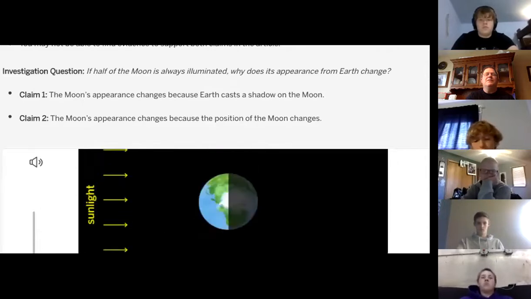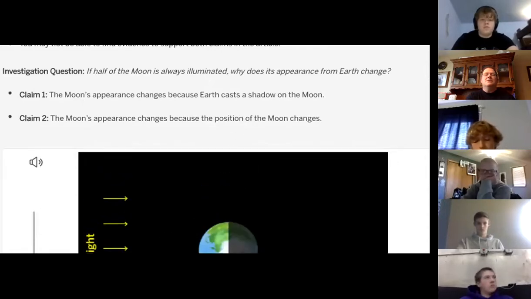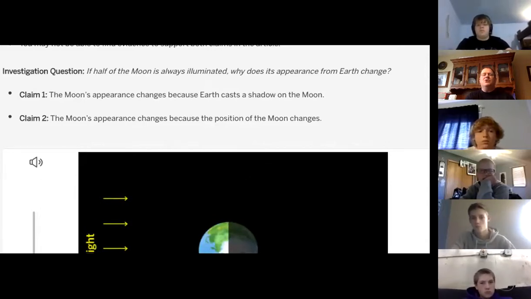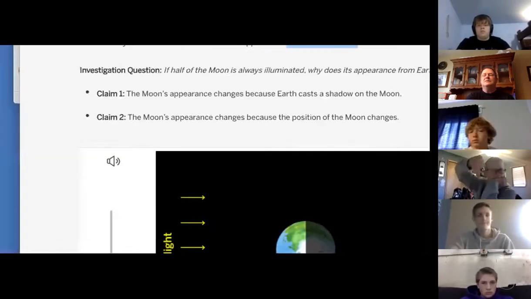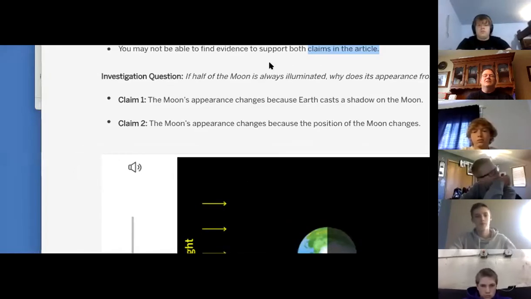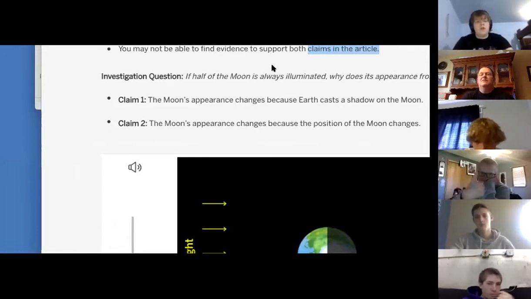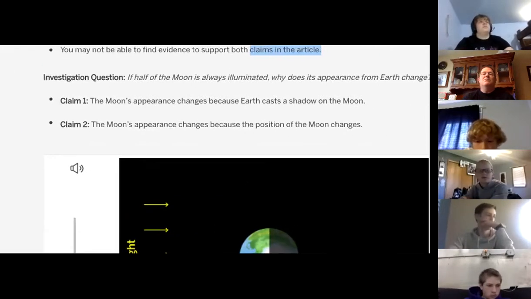All right. So, does anybody think claim 1 is right? Does the moon change phases because the Earth casts a shadow on it? No. No, right? Can we safely assure that we all know that claim 2 is correct? All right, yes, claim 2 is correct. So let's move on.